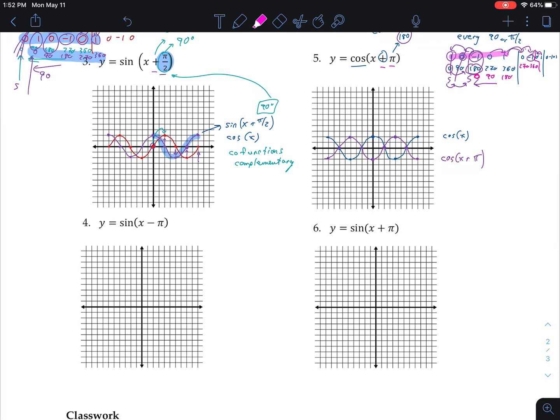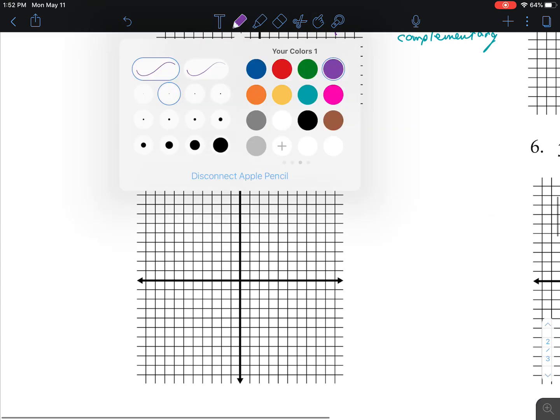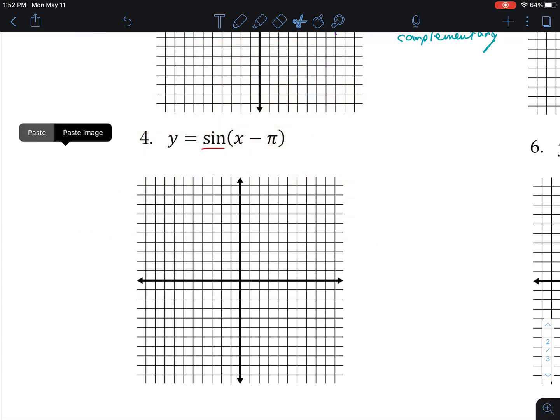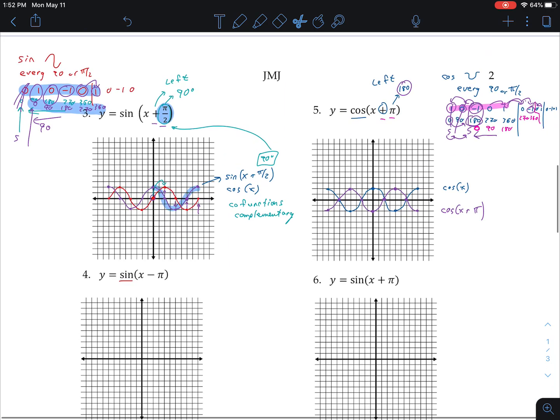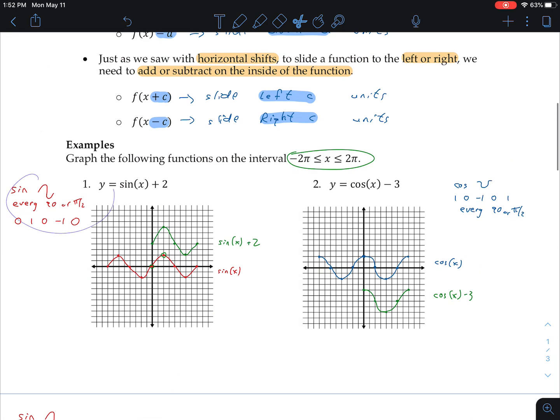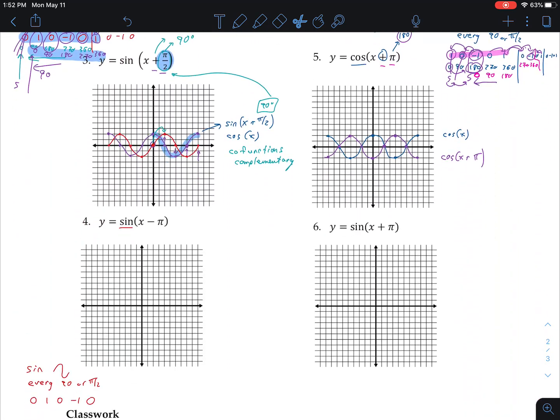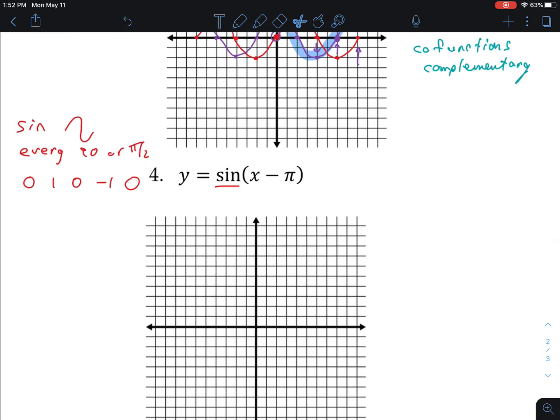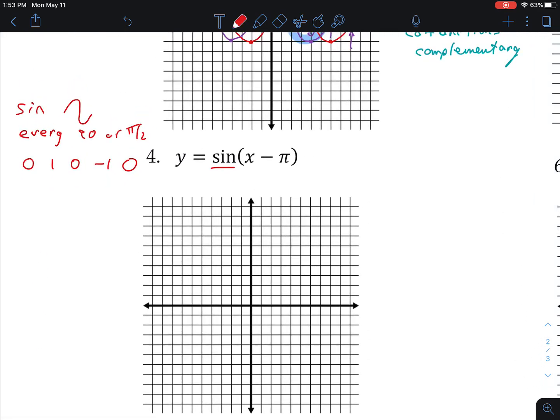Okay, I'll do one with minus. I'll do this one with minus, and then this will be the last one. Sine. I like this one better. Okay, here's sine. I'll actually write this out a little bit more just because we're going minus. So 0, then you go 1, 0, -1, 0, 1, 0, -1, 0. So there's our pattern. So let's draw a sine.